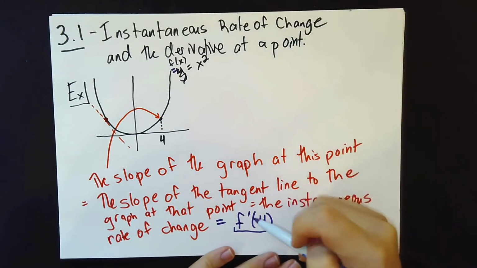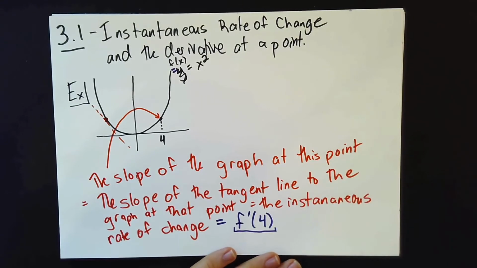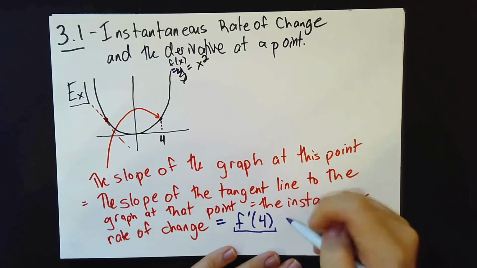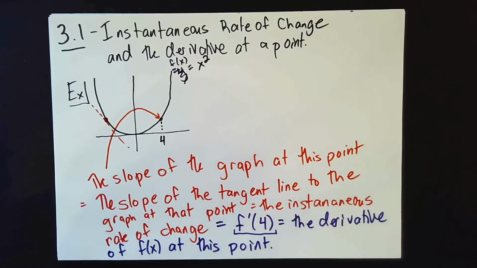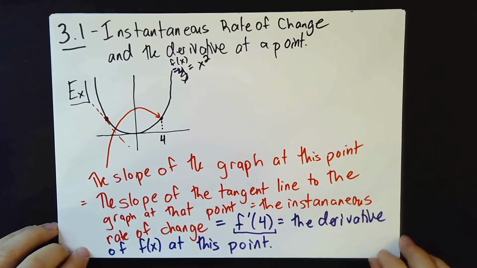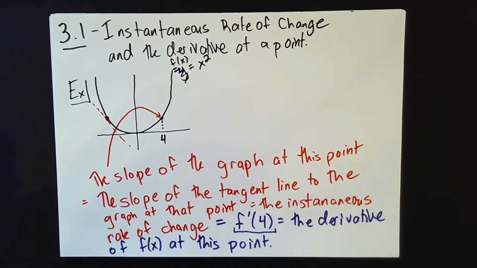And then the prime here stands for our last word for this, which is the derivative. And so you could read this out loud as f prime of 4, or you could read it out loud as the derivative of f of x at 4, whichever way you want. But importantly, all of these different phrases are communicating the same thing.